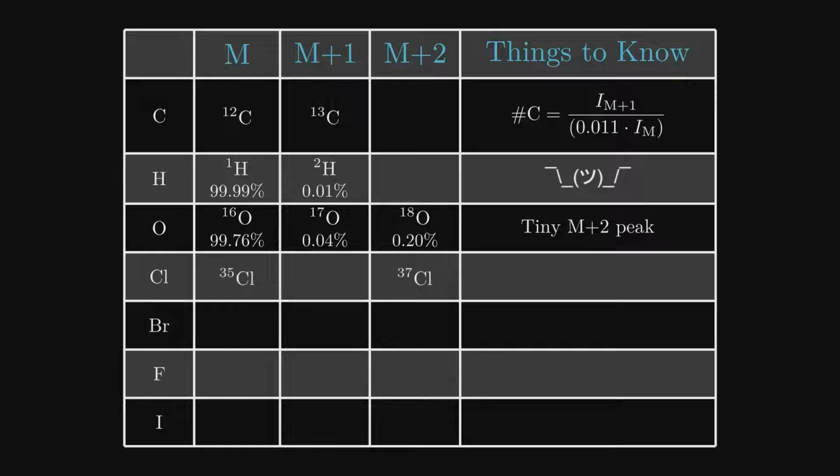Where it gets interesting is with chlorine. Based on its isotopes, it can only contribute to M and M+2 peaks. The interesting bit is, for chlorine, the M peak would be about 3 times the intensity of the M+2 peak. Why?